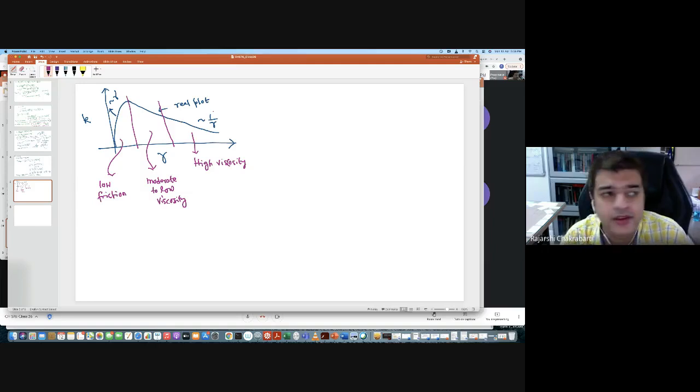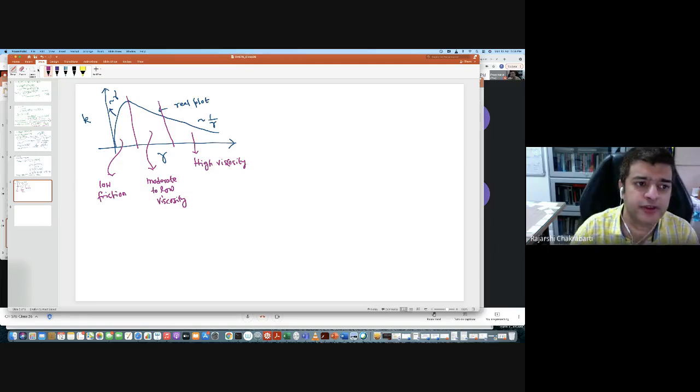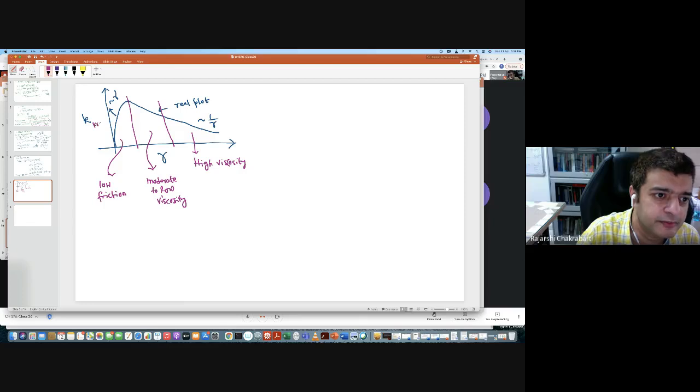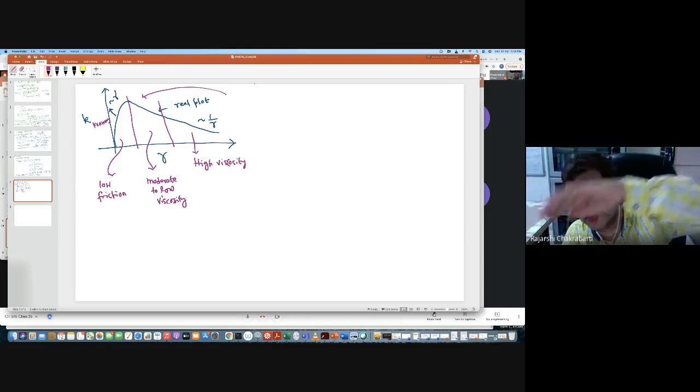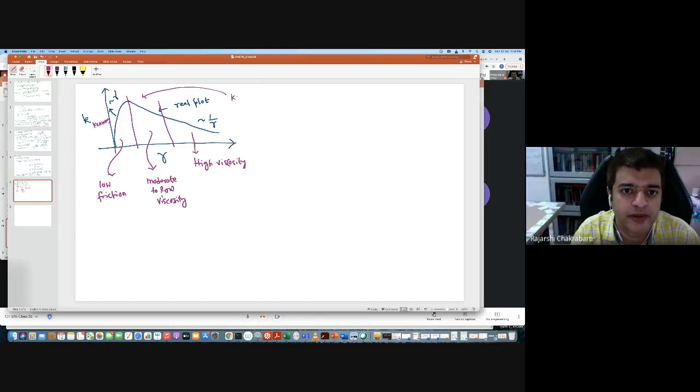And this is a typical plot of the rate constant, the Kramers rate. You can call it Kramers if you want. Actually, it first increases and then decreases. This is called the Kramers turnover.